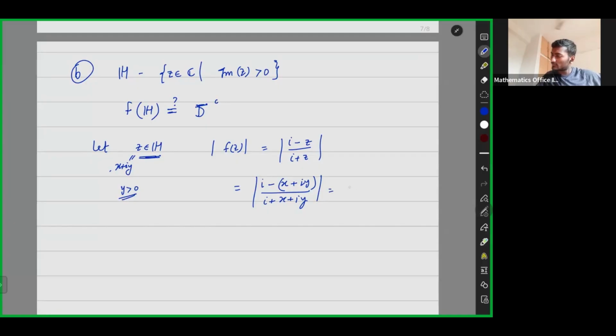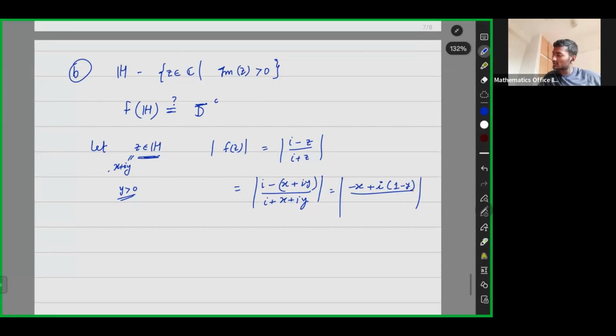So solving it further, we get minus x, and then plus i, we are taking i common. So we are getting 1 minus y. In the denominator, x plus i, taking i common, 1 plus y, sorry.